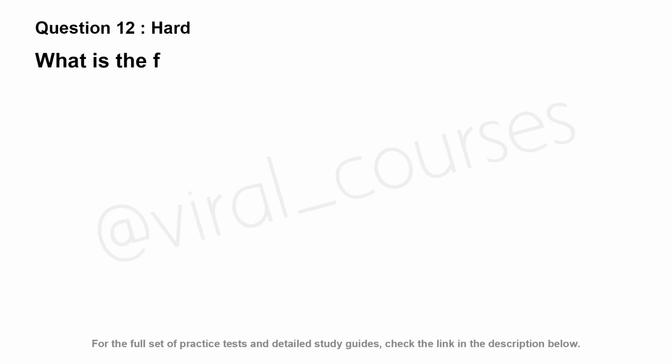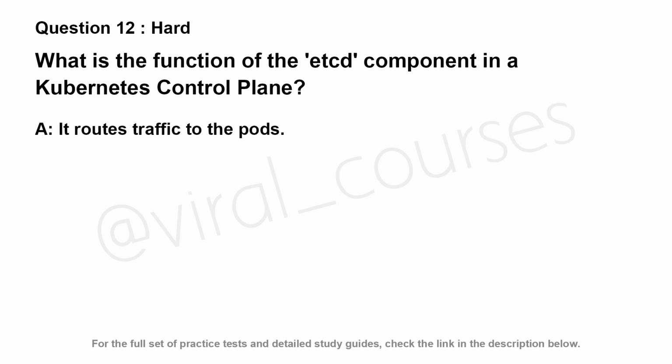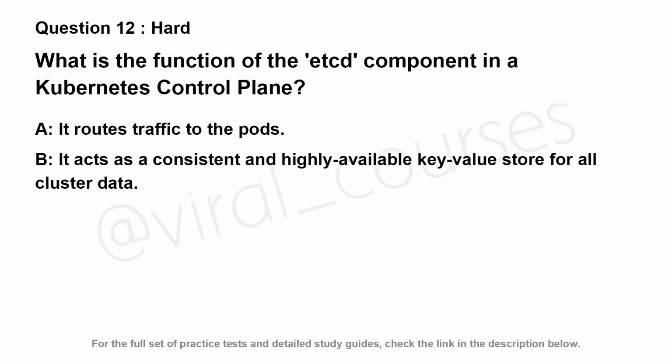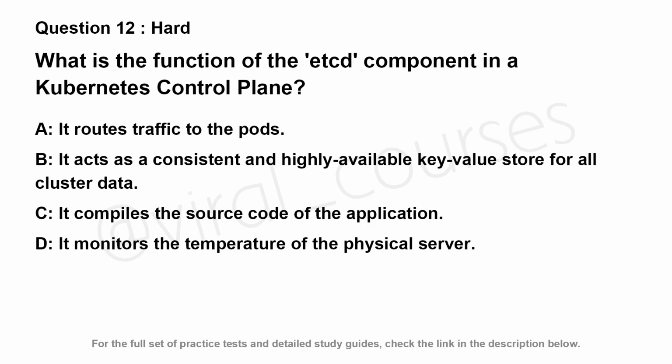What is the function of the etcd component in a Kubernetes control plane? Option A. It routes traffic to the pods. Option B. It acts as a consistent and highly available key-value store for all cluster data. Option C. It compiles the source code of the application. Option D. It monitors the temperature of the physical server.